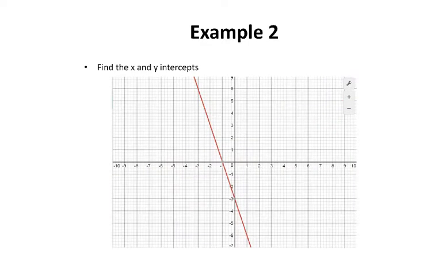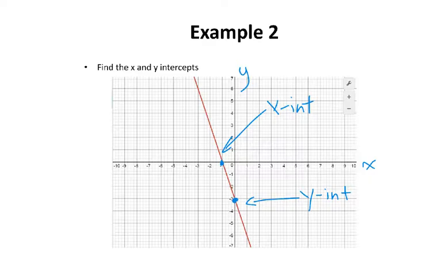In our second example, we want to find the x and y-intercept of the line provided. Again, the first thing you want to do is label the axes. This is the y-axis, and this is the x-axis. The point at which the line crosses the x-axis would be considered the x-intercept. I'm going to label that over here. And the point at which the line crosses the y-axis would be considered the y-intercept.